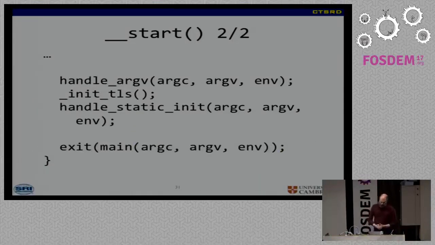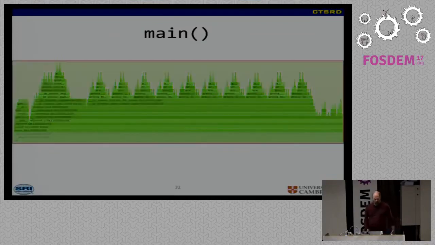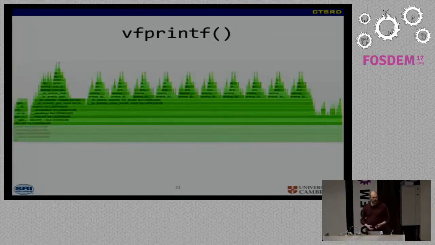So now we get to the point where start is about to call main, so we're actually going to run our program. It's very exciting. You know, we're 22 minutes into my talk, and we can start to actually run some code, or at least the code we thought we were running. So what happens in main is it calls printf. Printf calls vfprintf, which is the underlying implementation.